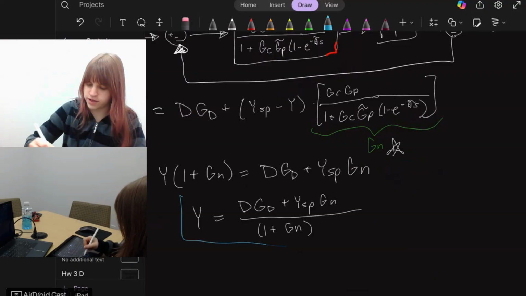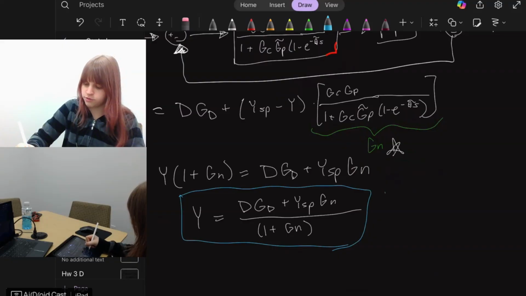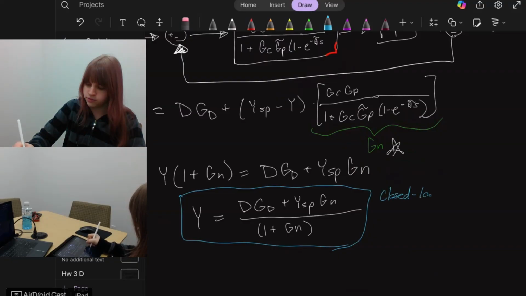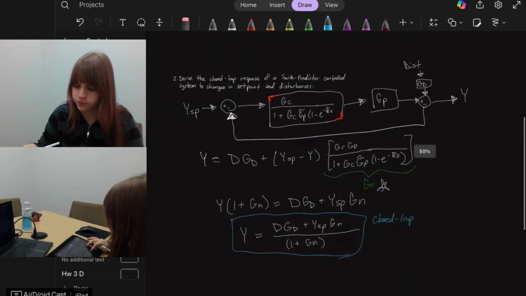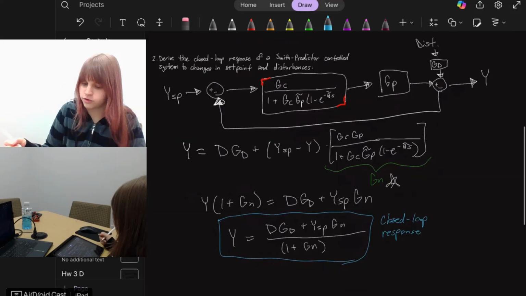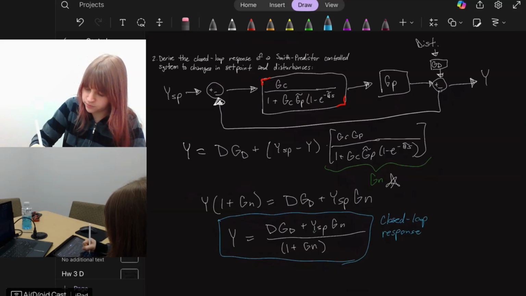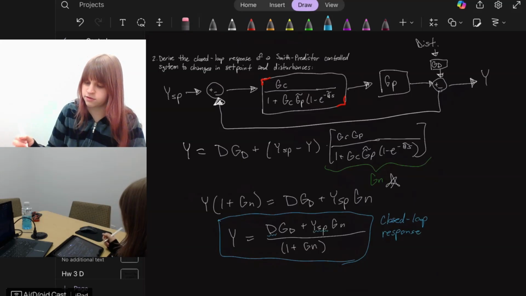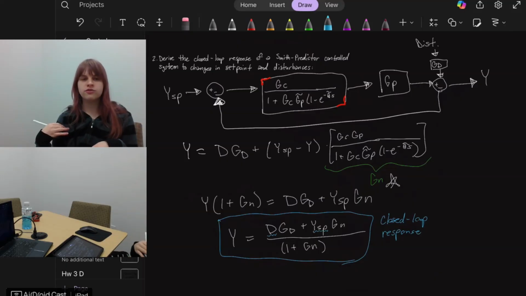And so this right here is the closed loop response to changes in the set point as well as the disturbance. Next, I'm going to go into code to simulate a closed loop response of a first order system using an imperfect Smith predictor and compare that with a closed loop system such as this.